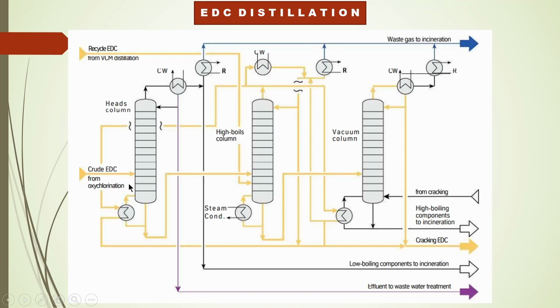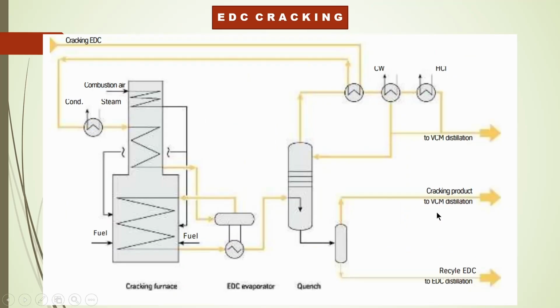So this EDC, crude EDC, is sent to the heads column, from where the unreacted EDC or water molecules get removed out, and then it is sent to the high boil column, from where the low boiling impurities get removed out, and then it is sent to the vacuum column, from where the high boiling impurities get removed out. The low boiling impurities are acetylene, benzene, chloroprene, whereas the high boiling impurities are 1,1 EDC, 1,1 dichloroethane, 1,1 dichloroethylene, etc. And these low boiling impurities and high boiling impurities are sent to the incineration unit. Now this purified EDC is sent to the cracking unit.